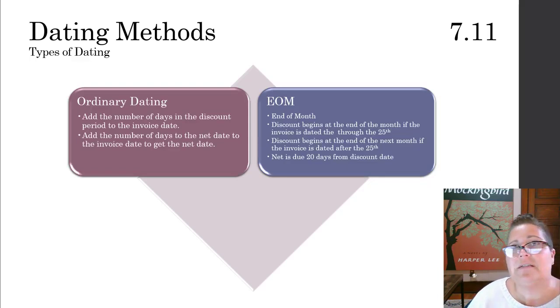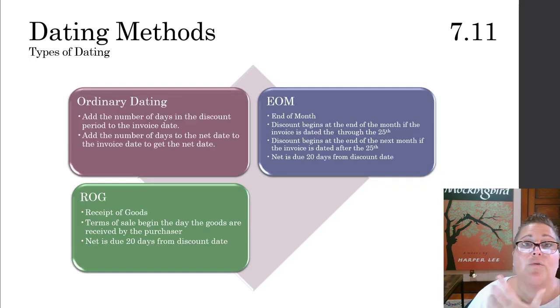And if the date is prior to the 26th, you get 1 extra month. And if the date is after the 25th, you get 2 extra months. And then it's just however many days into the month following. The net is always 20 days from the discount date.